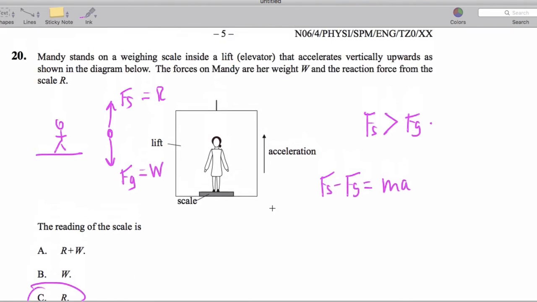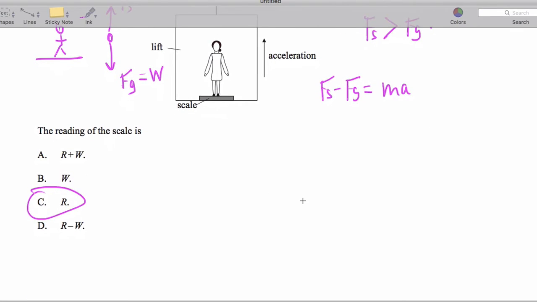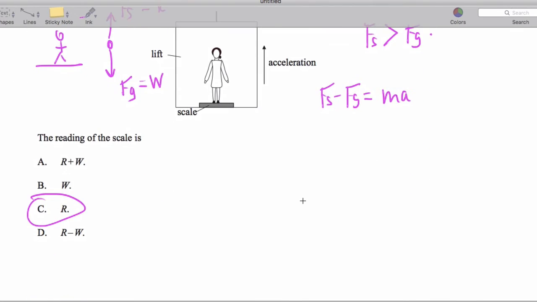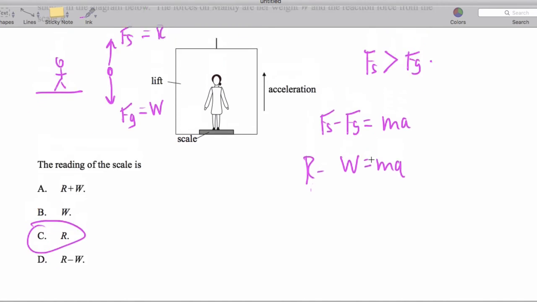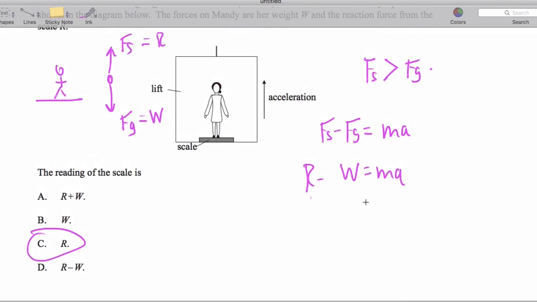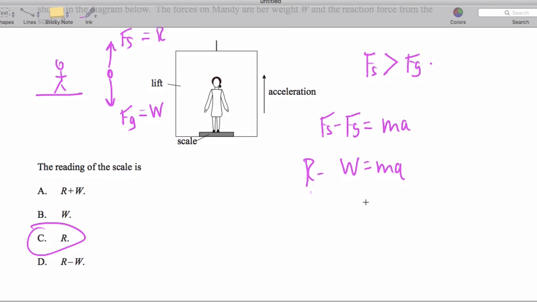And that is it for the multiple choice section of the exam. By the way, just to kind of clarify this, what we're saying is that R minus the weight equals her ma. So this is what the scale reads, and it's going to read heavier. And the difference between these two can actually be used to calculate her acceleration as she moves upwards. So that's question 20, and we have finished the multiple choice section of the exam.